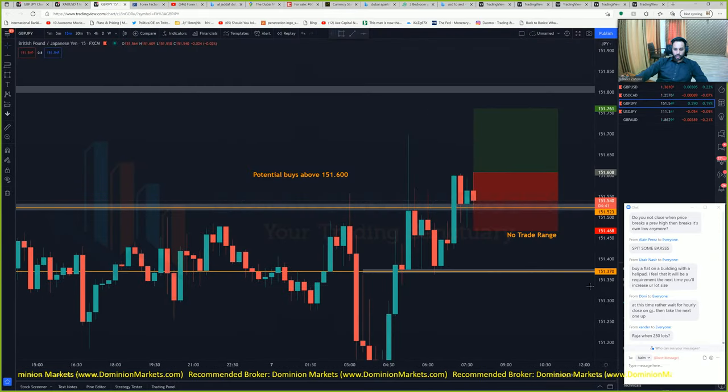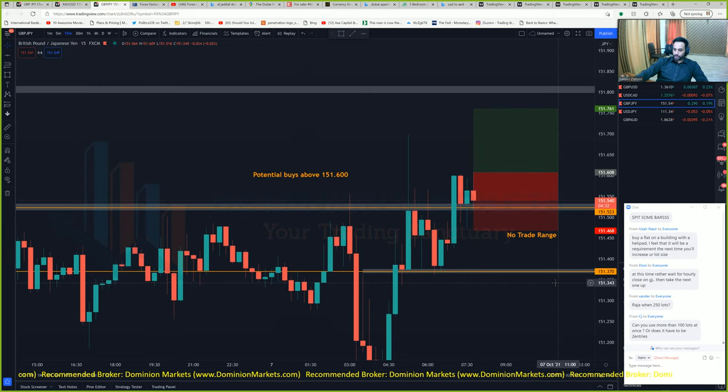When 250 lots? I have no idea. I keep withdrawing money from my account, so I'm not sure if I'm going to get there or not. What's your win rate? I'm using the same strategy, but seem to have a losing rate. Maybe I'm doing something wrong. I think you're not looking at your losses. You're not learning from those losses. That's the whole problem. Can you do more than 100 lots? More than 100 lots? Yes, exactly.